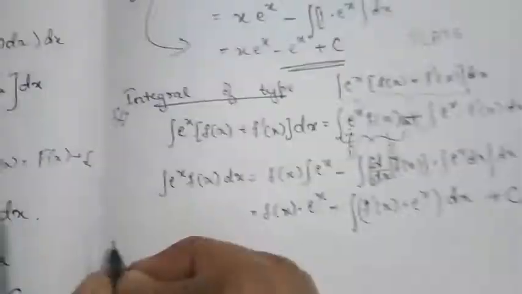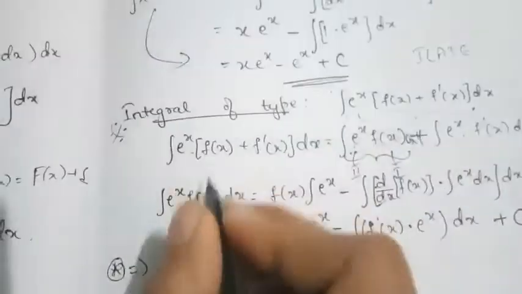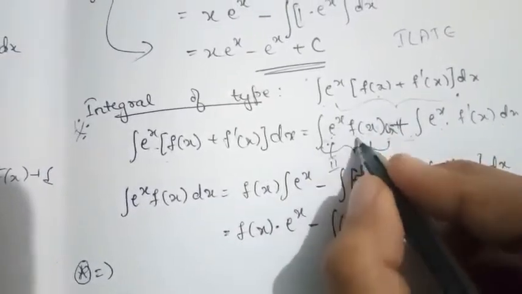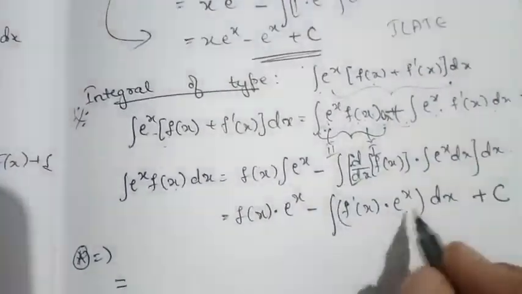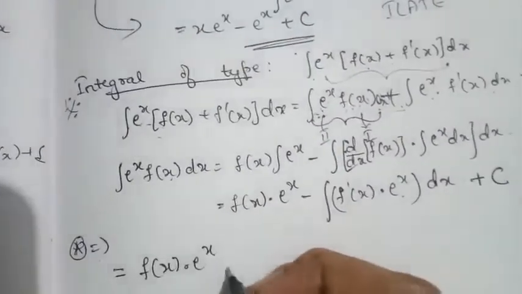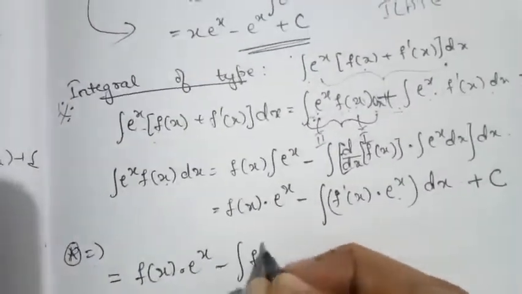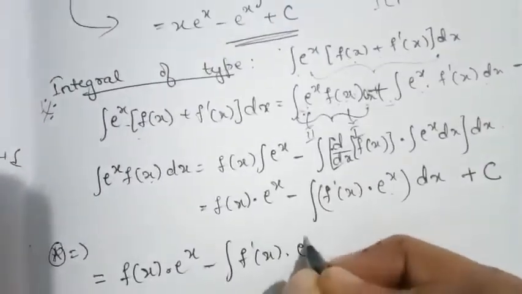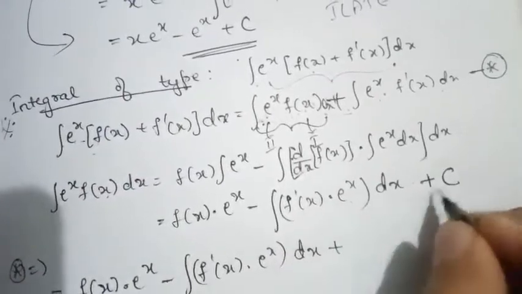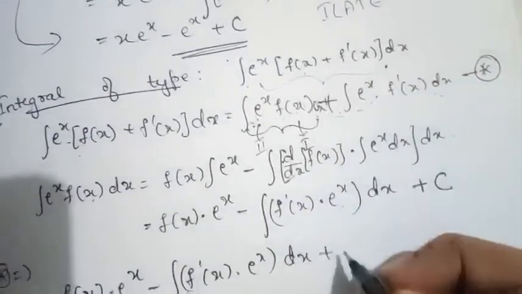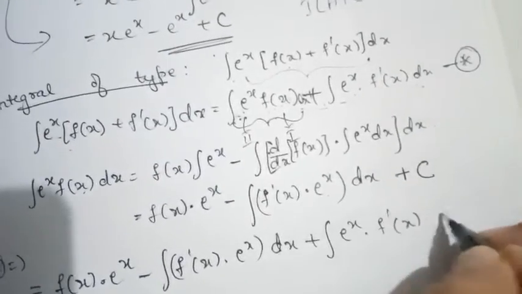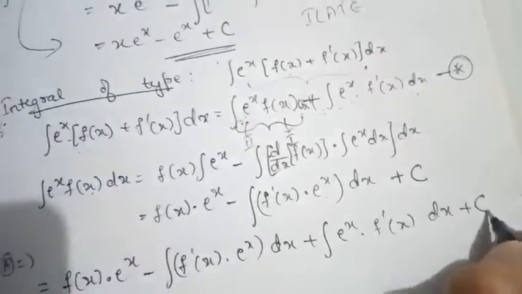The value of that one, the star implies LHS, I follow that one as it is. What is this one? Integration of e power x into f of x, that value is equal to f of x into e power x minus integration of f dash of x into e power x into dx, plus, I am writing this one at the last, then again this one, integration of e power x into f dash of x into dx plus c.